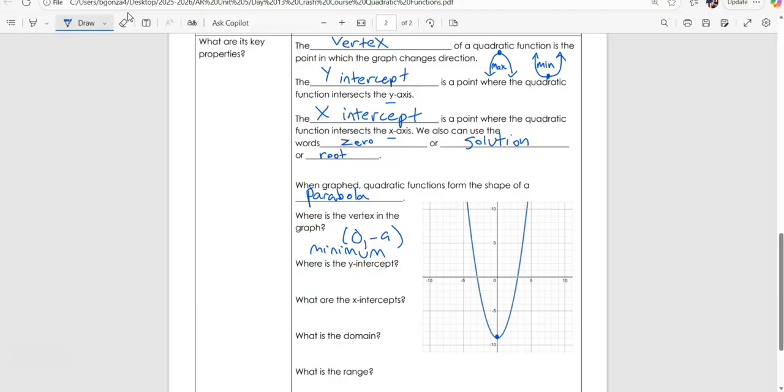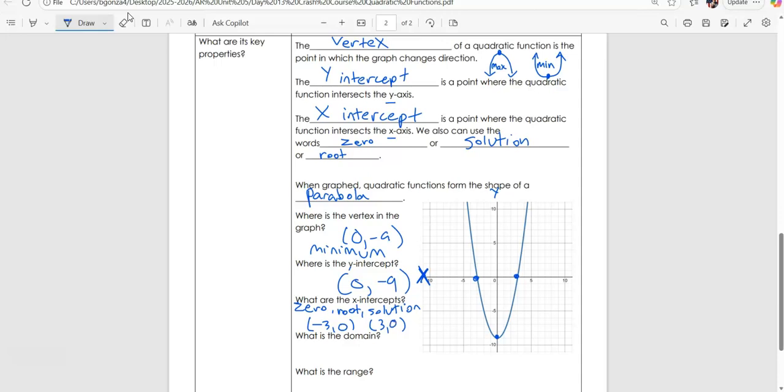Okay, what's the y-intercept? Where does it cross this y-axis? Well, it happens to be at the same point. 0, -9. It's not always going to be the same as the vertex, but this time it is. Okay, what's the x-intercepts, or the zeros or roots? Or solutions? Where are these points? So here's x. Where does it cross? Right here. And right here. So we got -3, comma 0, +3, comma 0. Those are my x-intercepts. Where does it cross the x-axis?